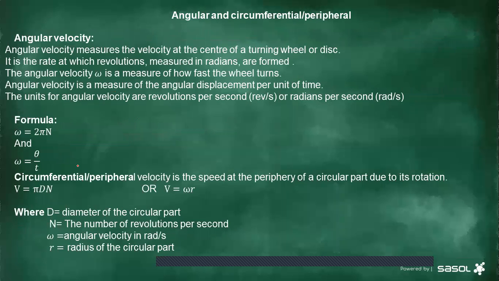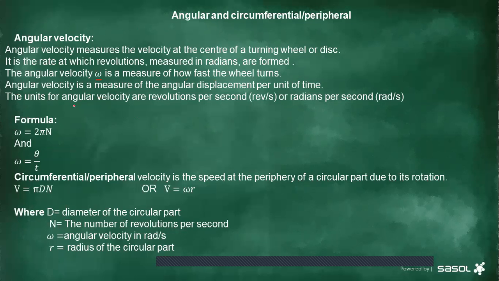And then we move to angular and circumferential or peripheral velocity. They are saying angular velocity measures the velocity at the center of the turning wheel or a disc. It is the rate at which a whole revolution, measured in radians, is formed. The angular velocity, which is this sign omega, is a measure of how fast the wheel turns, and it is the measure of the angular displacement per unit of time.